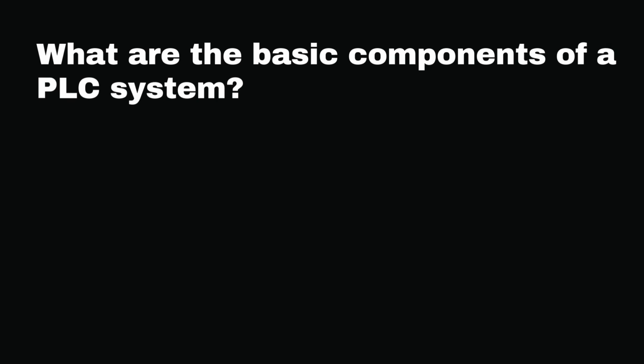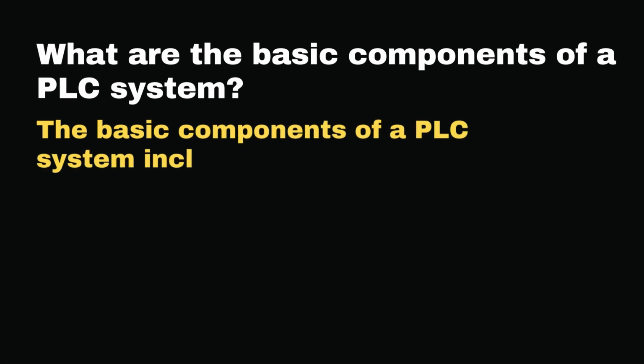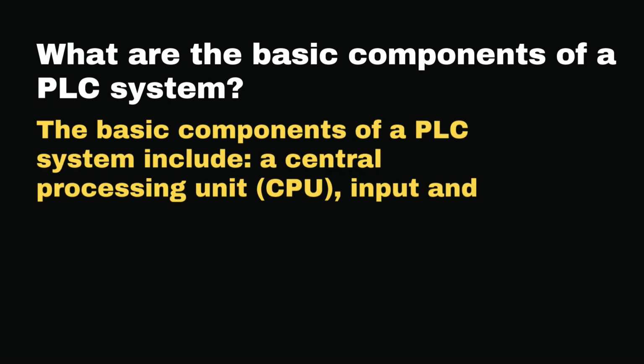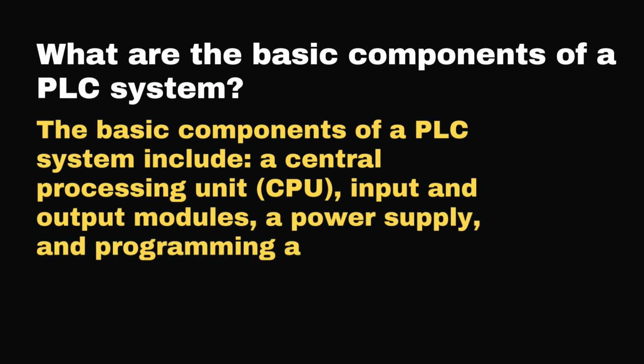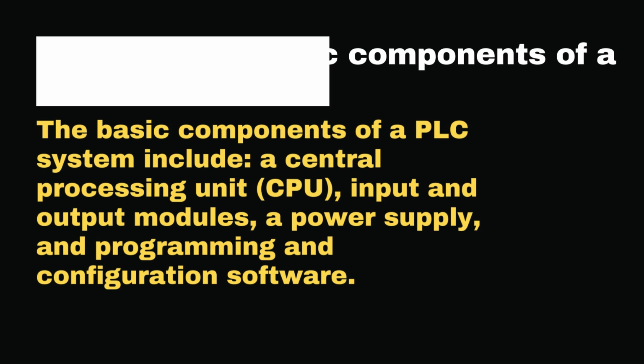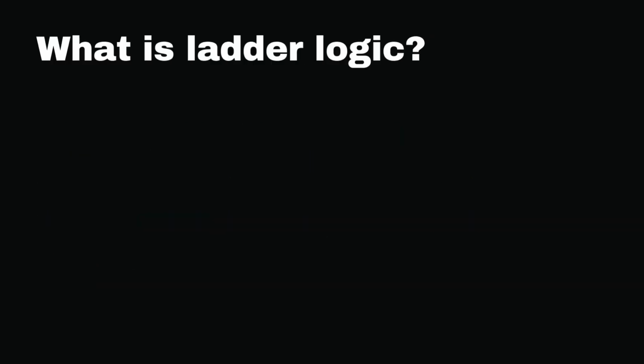What are the basic components of a PLC system? Basic components of a PLC system include a central processing unit (CPU), input and output modules, a power supply, and programming and configuration software.